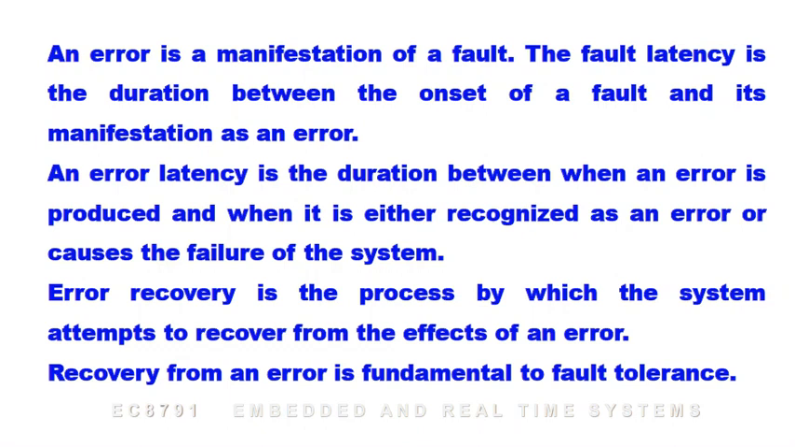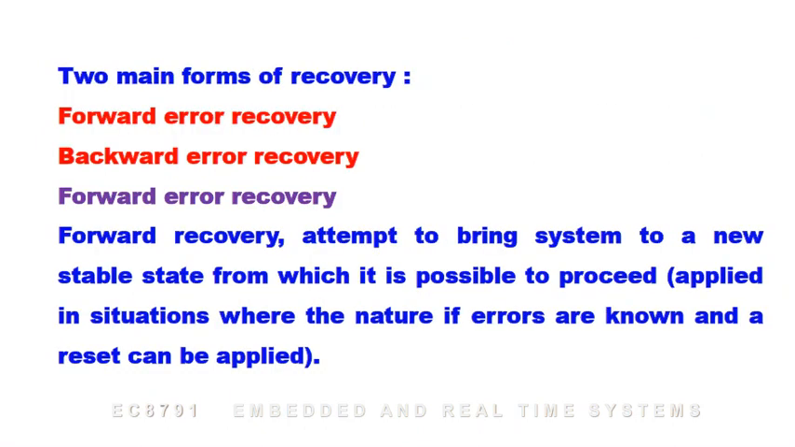Error recovery is the process by which the system attempts to recover from the effects of an error. Recovery from an error is fundamental to fault tolerance. Two main forms of recovery: forward error recovery, backward error recovery. Forward error recovery attempts to bring the system to a new stable state from which it is possible to proceed, applied in situations where the nature of the error is known and a reset can be applied.